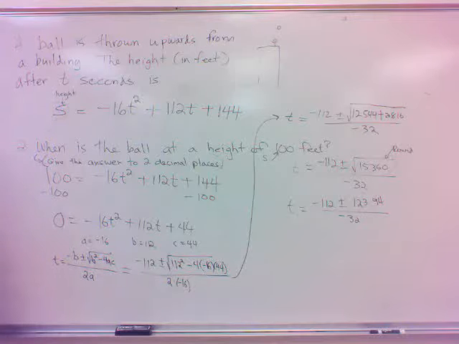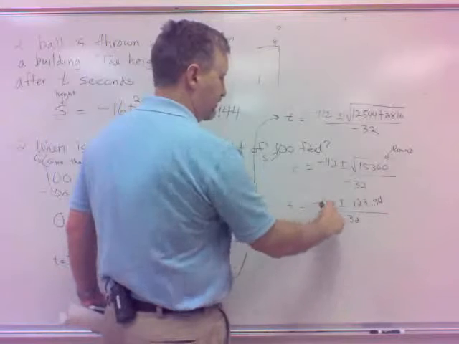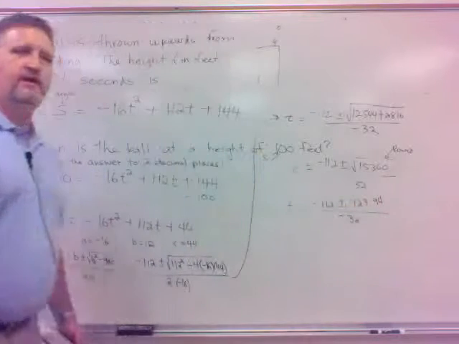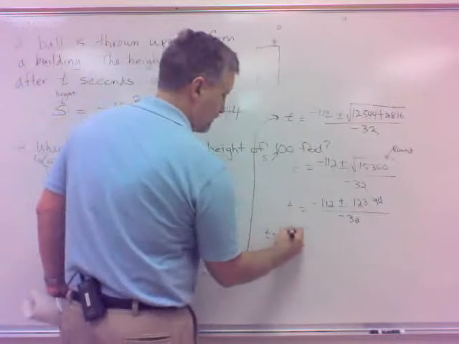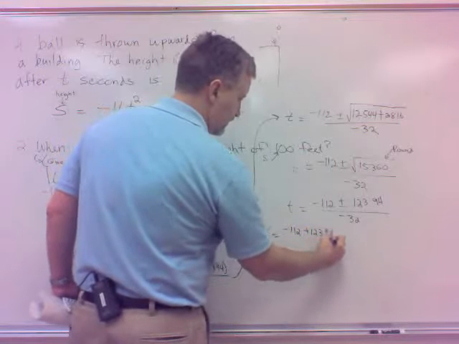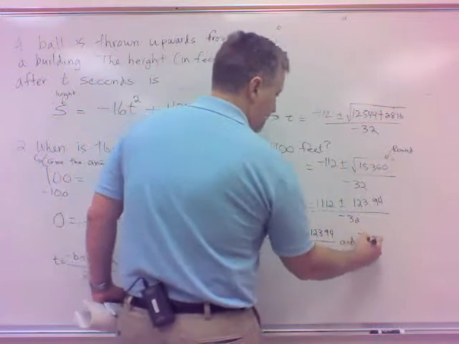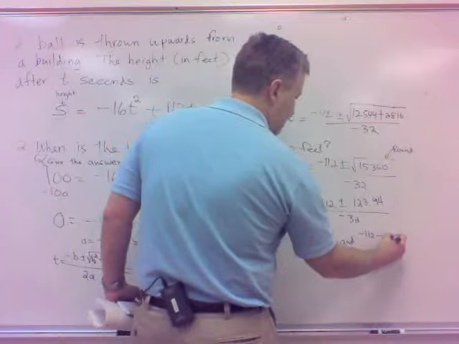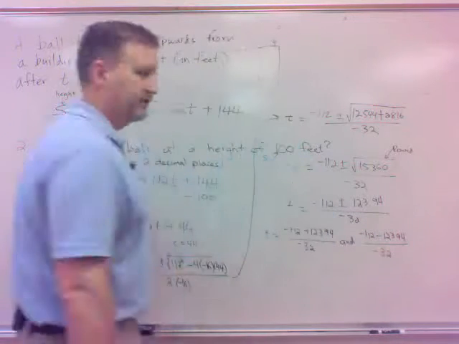Okay, well, now that gives me two answers, doesn't it? It gives me the negative 112 plus the 123.94 and the negative 112 minus 123.94. Let's see what both of those give me. Negative 112 plus 123.94 divided by negative 32. And it also gives me negative 112 minus 123.94 divided by negative 32.